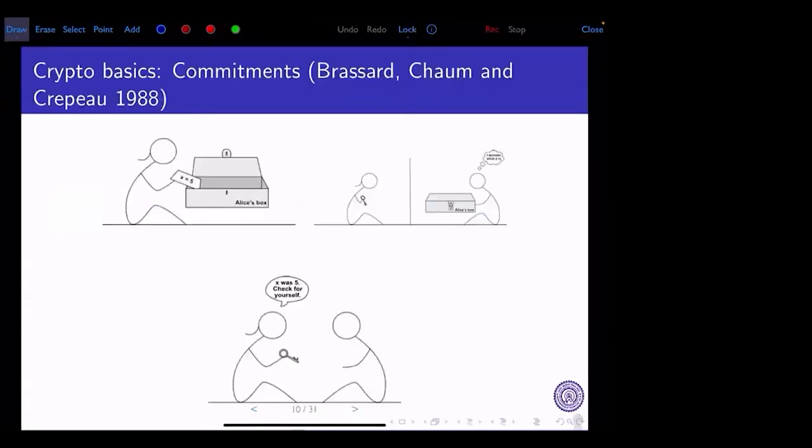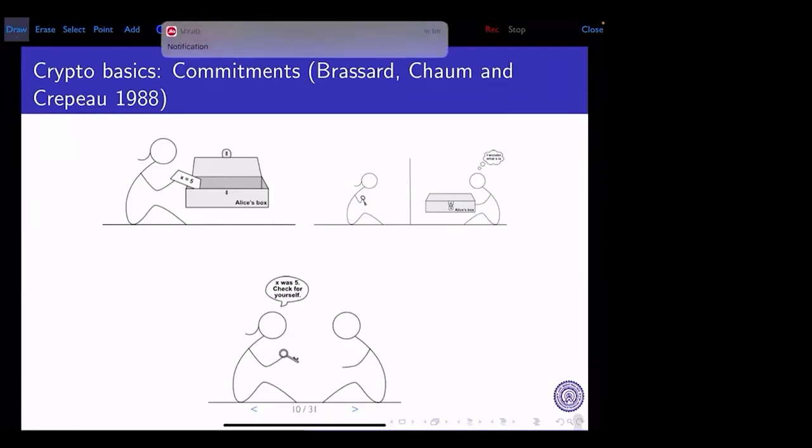The first one is the notion of a commitment. So what's a commitment? A commitment is that you commit a value, like x is equal to 5. So you commit the value 5 to x. The metaphor is that you put it in a box, you keep the key and give away the box. So your commitment is a secret. Nobody can peep inside the box and see what you have committed. That's not possible.